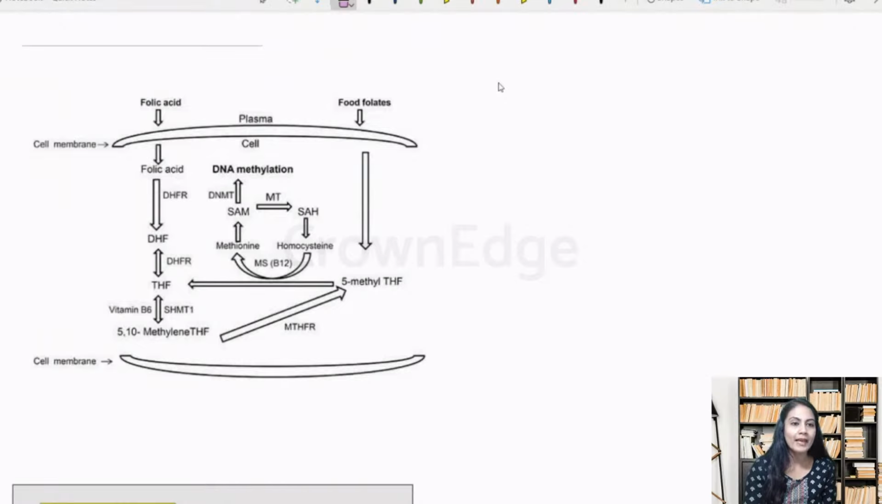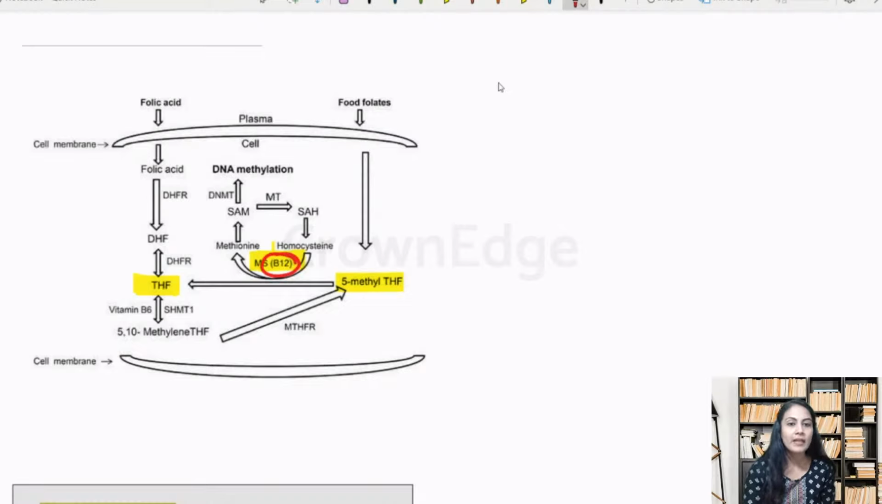Whenever the folic acid goes inside, ultimately it is going to convert into tetrahydrofolate. Once it is converted into tetrahydrofolate, if B6 is present, it is going to get methylene tetrahydrofolate, right? But we are not related to that. What we want is 5-methyl tetrahydrofolate. And which vitamin is important for that? Look over here, the vitamin is B12. B12 is very, very important over here.